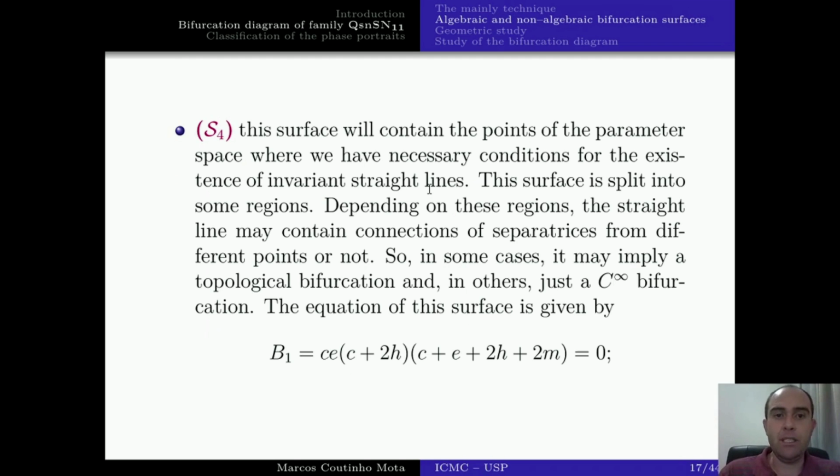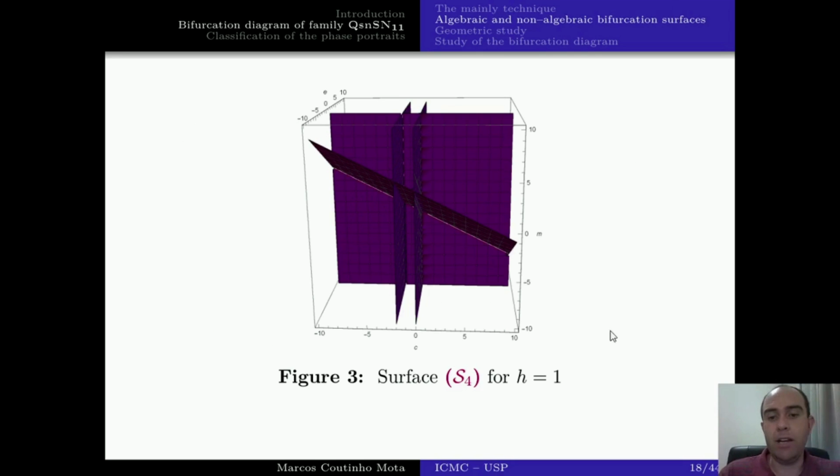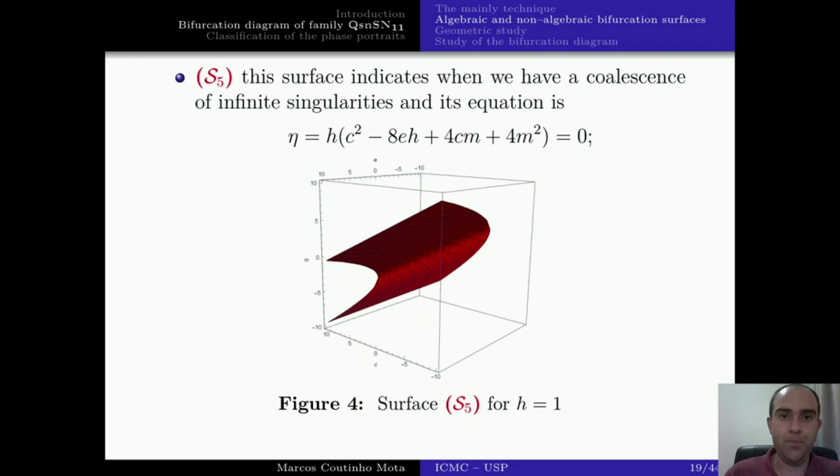S4 in purple. This surface will contain the points of the parameter space where we have necessary conditions for the existence of invariant straight lines. This surface is split in some regions. Depending on this region, the straight line may contain connections of separators from different points or not. So, in some cases, it may imply a topological bifurcation, and in others, just an infinite bifurcation. The equation of this surface is given by this equation here. And in fact, for h equal to 1, we have these four planes here in this picture.